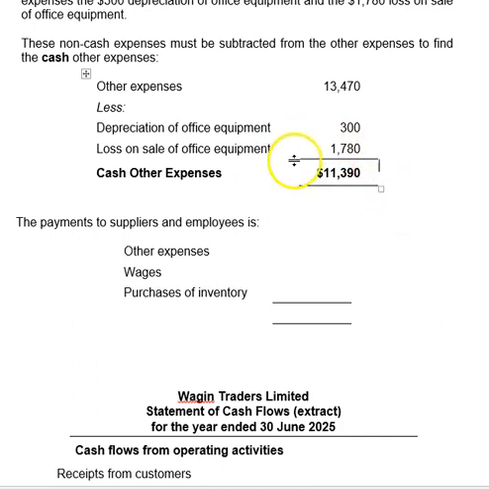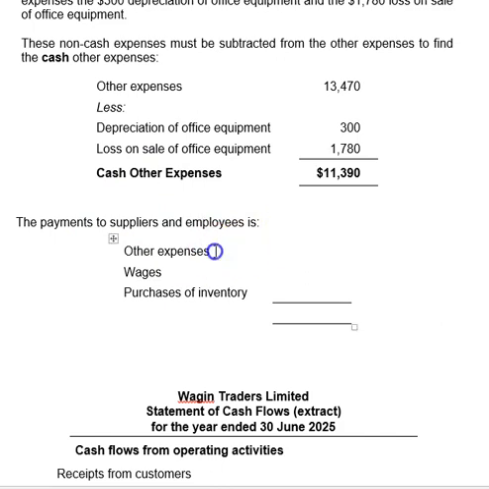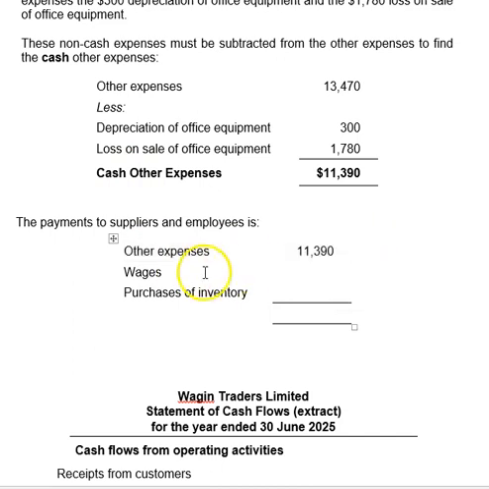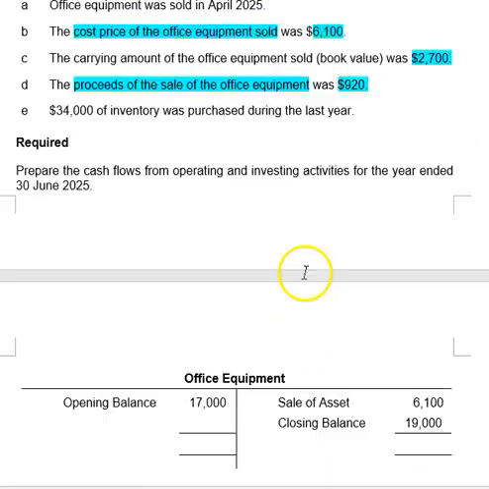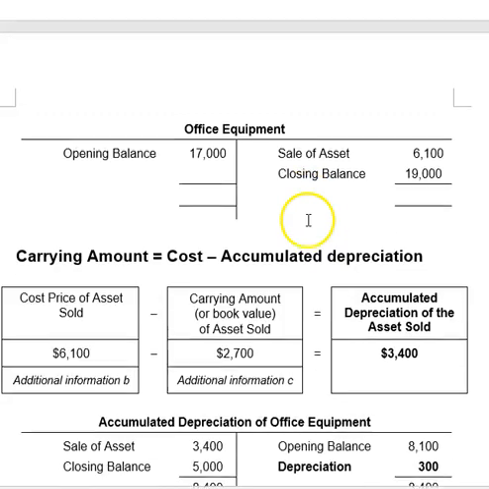How much money you pay for your other expenses. Once you find out your cash other expenses, you need to calculate your payments to suppliers and employees, which include your cash other expenses, which is 11,390, and the amount you pay for wages. If you look at your income statement, the amount that you have paid for your wages is 20,000.